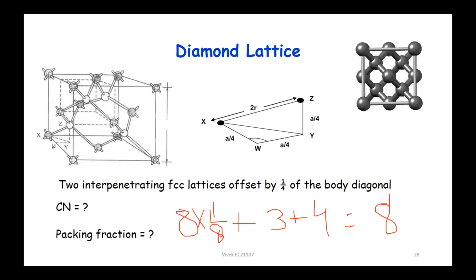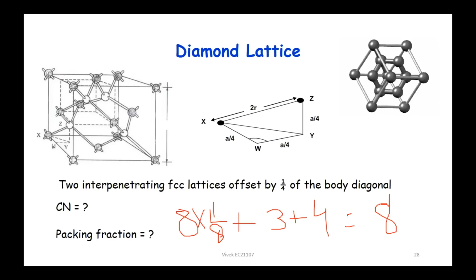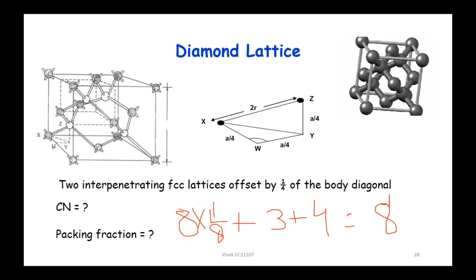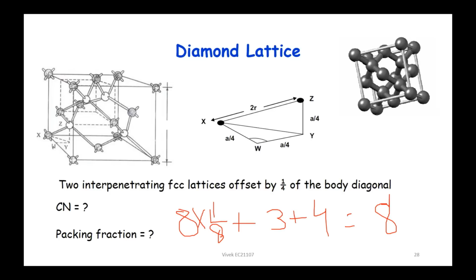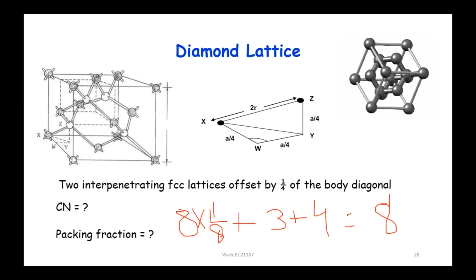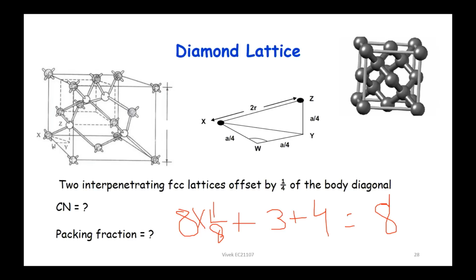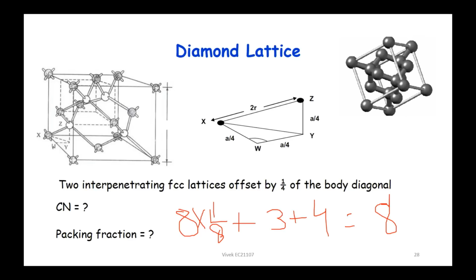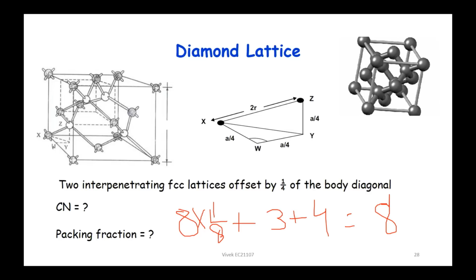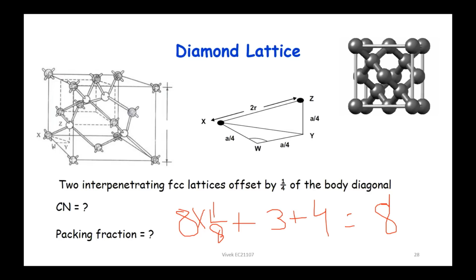And how is this root 3 a by 4? Because this is 1 by 4 along one axis. Let's say this is x axis, then the y axis will have another a by 4. So this lower diagonal here in the plane will be root 2 a by 4, and then this is also a by 4 on the z distance. So xz will be root 3 a by 4.